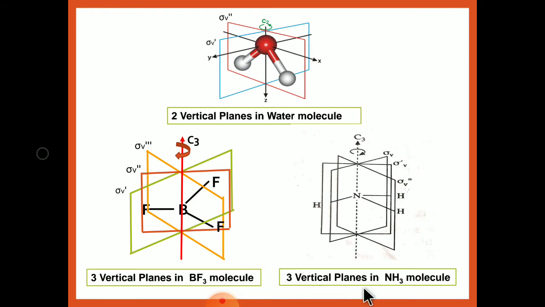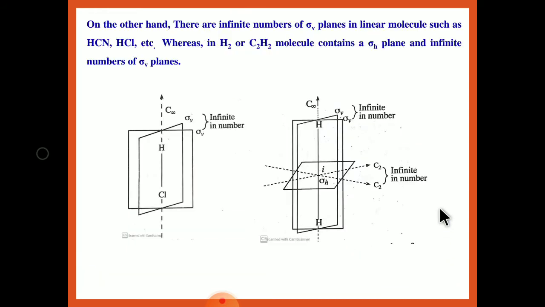Similarly, 3 vertical planes are also present in the NH3 molecule, which are shown in the diagram. So here sigma V, sigma V dash and sigma V double dash. These 3 vertical planes are present in the NH3 molecule, and the main or principal axis is C3. Therefore, 3 vertical planes are also present in the NH3 molecule.